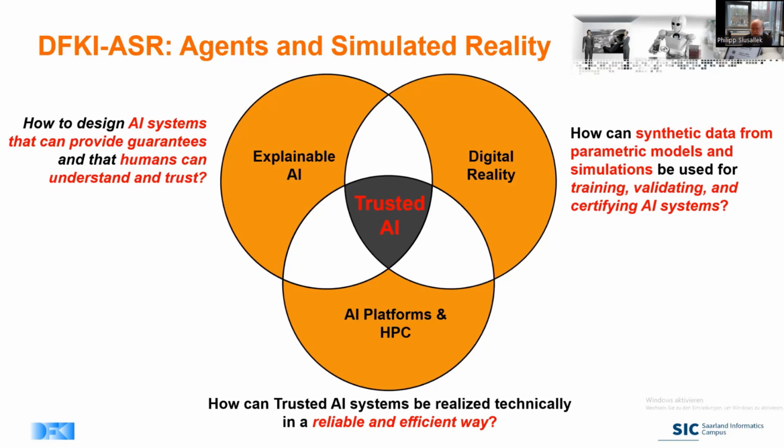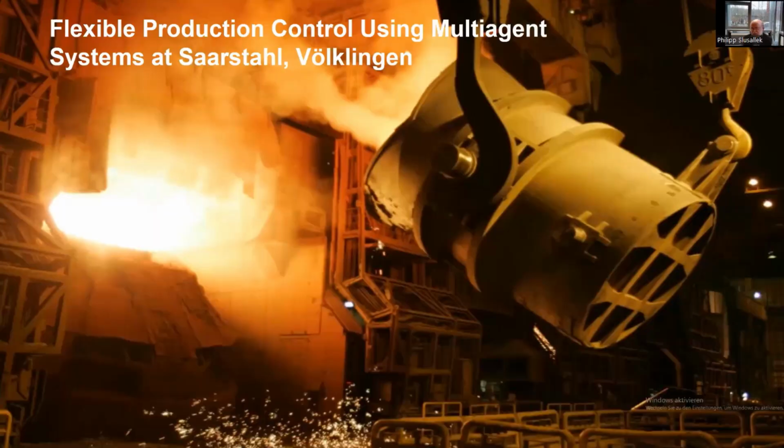And all of that needs to be supported by AI platforms and high-performance computing, because specifically, when we do those simulations and synthetically generate data, that's a lot of compute that we need to do there. But also a lot of the AI processing is obviously very compute intensive. And so we need to provide that infrastructure in a reliable and very efficient way. And I'll talk a little bit about some of the compiler work we're doing in this direction.